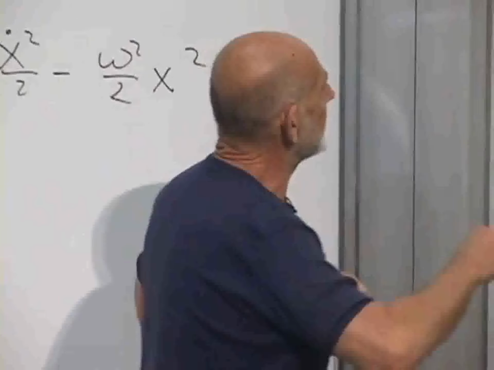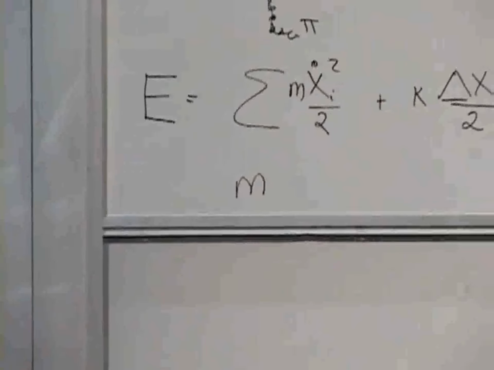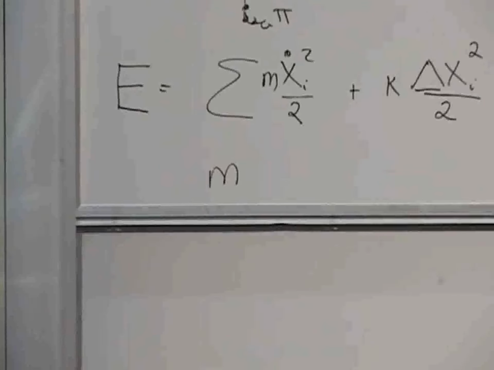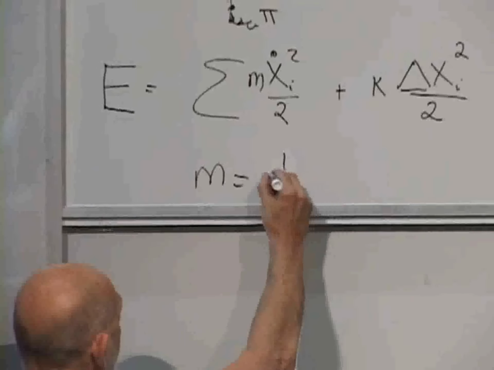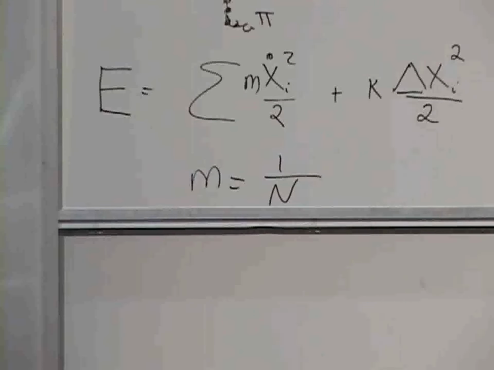So that means that the mass should go as 1 over n. In fact, I think we can just let it be 1 over n. We could let it be something else over n. We could let it be 2 over n. This is actually a choice of units. This is an arbitrary choice of units. In fact, all the choices I'm going to make now can be absorbed into units.